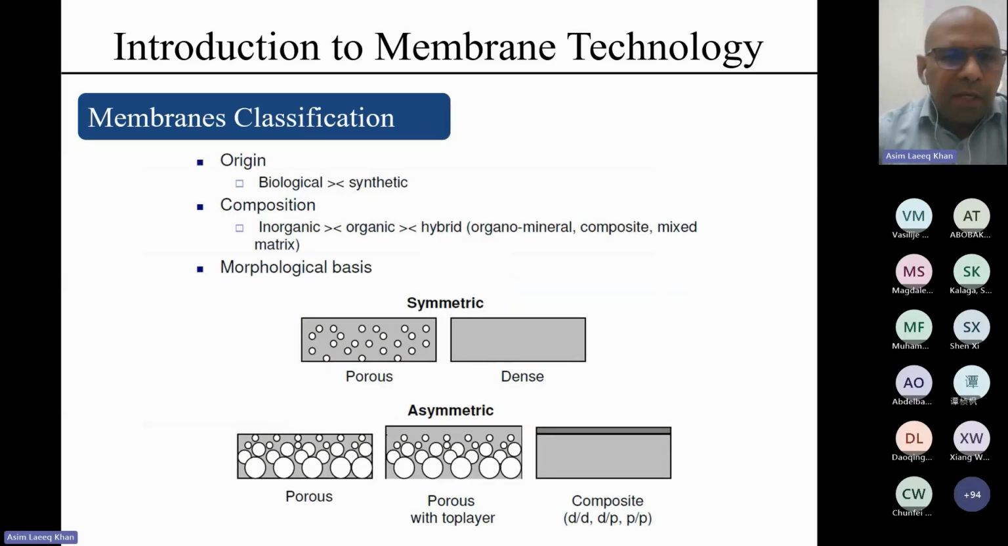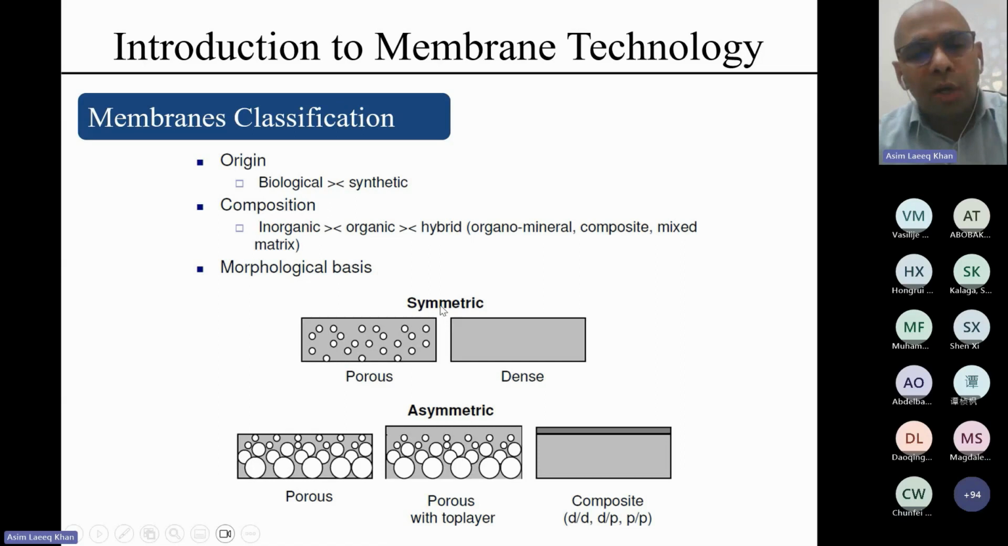The classification of membranes can be in a different way. We can classify membranes on the basis of their origin. Generally, the membranes that are used commercially are synthetically produced. They can be classified on the basis of composition. Membranes can be organic. They can be inorganic membranes, and sometimes they can be a mix of organic and inorganic. And the membranes can also be classified on the basis of morphology.